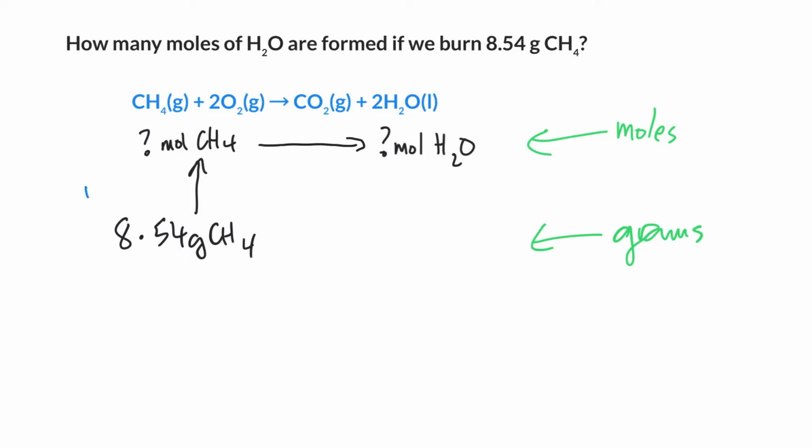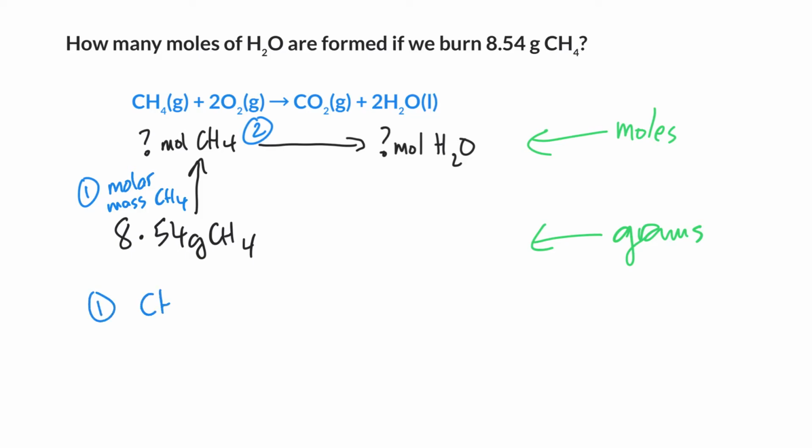So we can go ahead and number them. And so that's step 1 and that's step 2. And step 1 requires us to go from grams to moles. So, we know how to do that. We need the molar mass of methane. So the molar mass is the mass that 1 mole would weigh. And we know how to do that. And how do we do that?